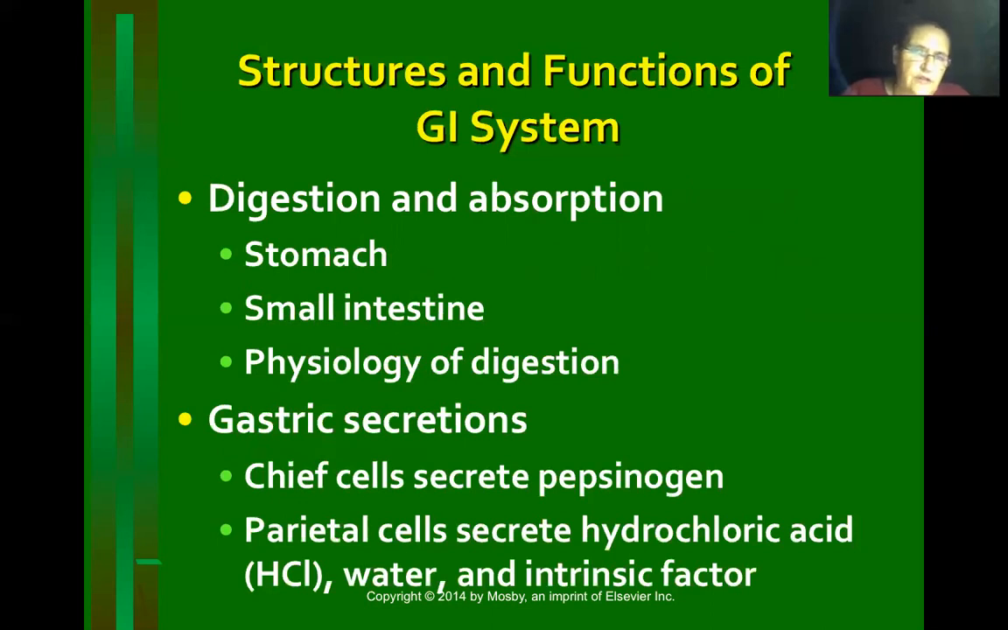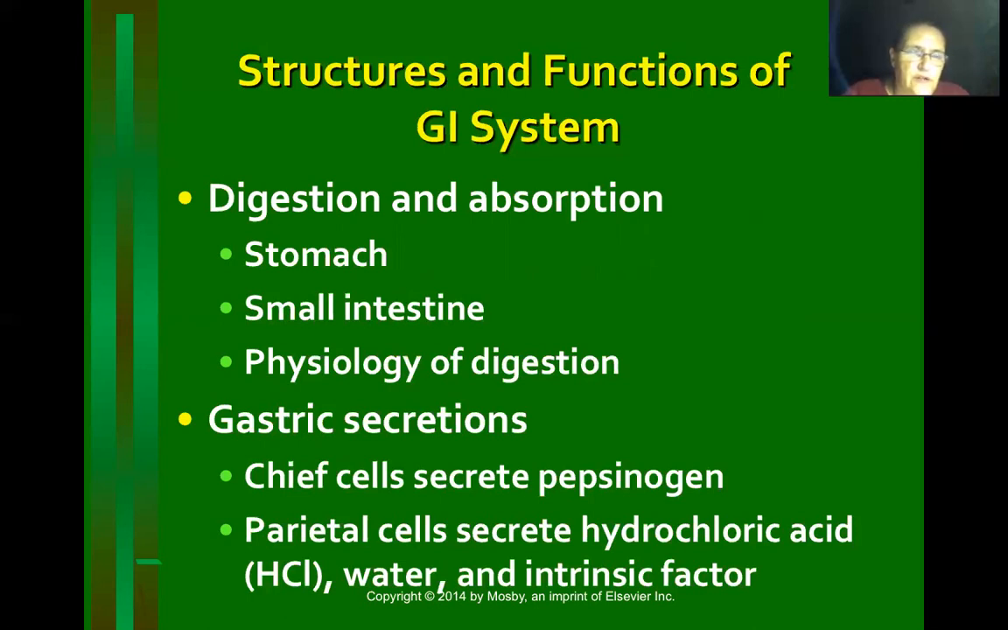So digestion and absorption. The stomach stores food and mixes it with gastric secretions, and then it empties by small boluses into the small intestine. And only small amounts of water and alcohol and electrolytes and certain drugs are absorbed here.